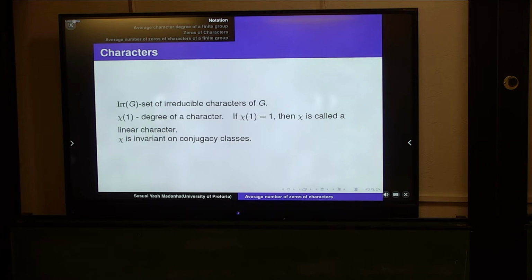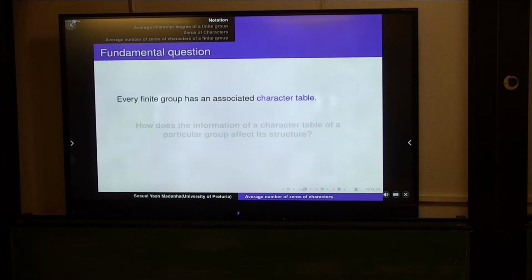Every finite group has an associated character table, and the question we are asking is, how does the information in the character table of a particular group affect its structure? Basically, what kind of information can we extract from a character table? This is inspired by Brauer, as Mandy showed us in the morning, but what we are going to talk about is much lighter than what she was talking about.